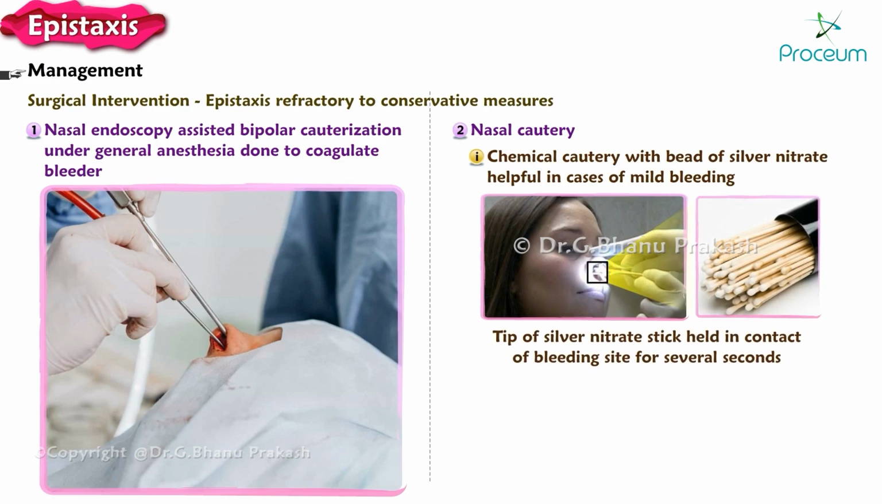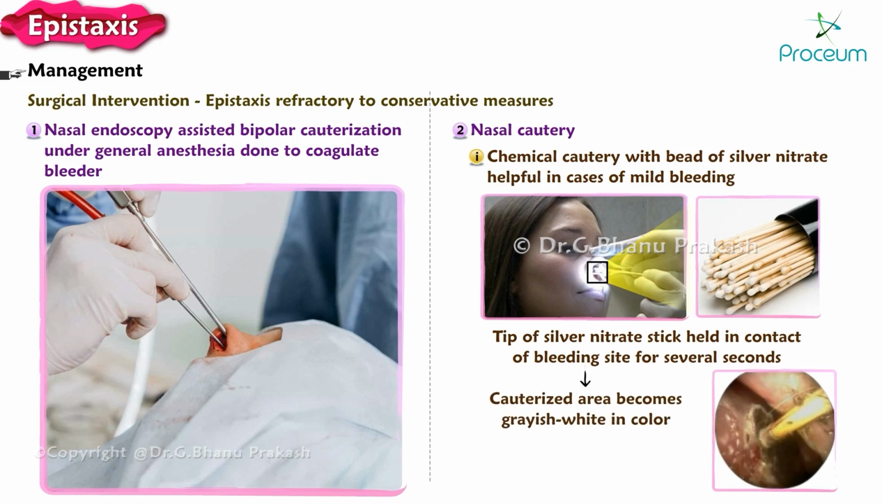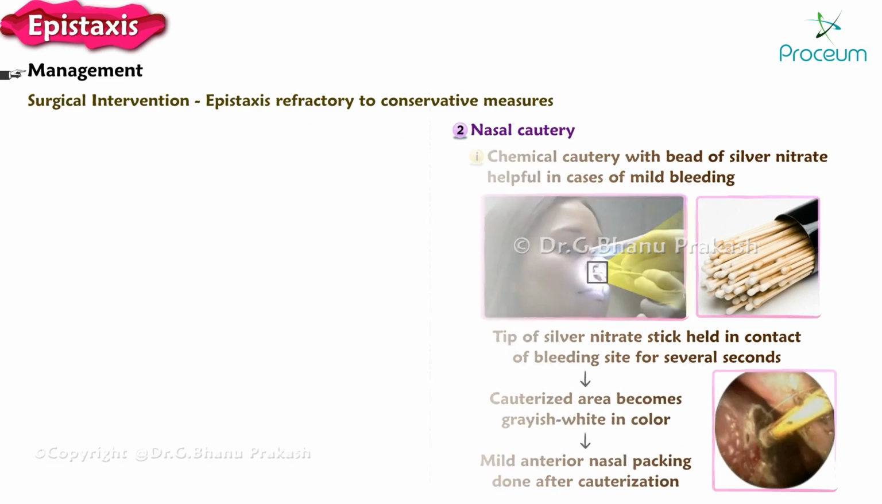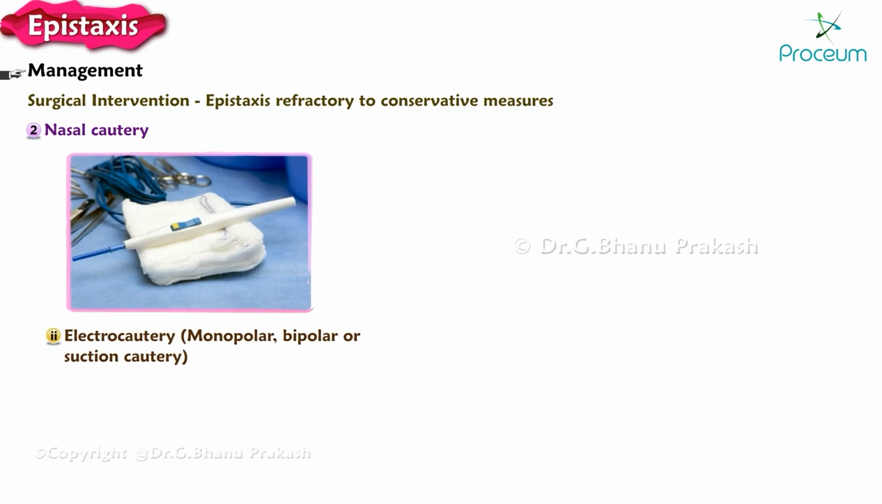The tip of silver nitrate stick should be held in contact of bleeding site for several seconds. The cauterized area becomes grayish-white in color. Mild anterior nasal packing should be done after cauterization. 2. Electrocautery. Monopolar, bipolar, or suction cautery.